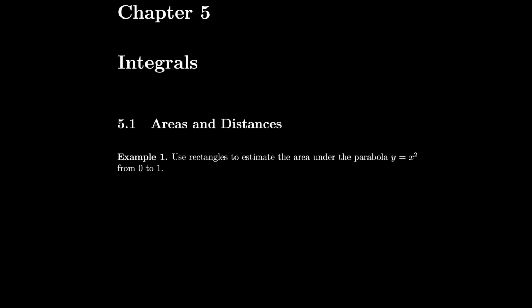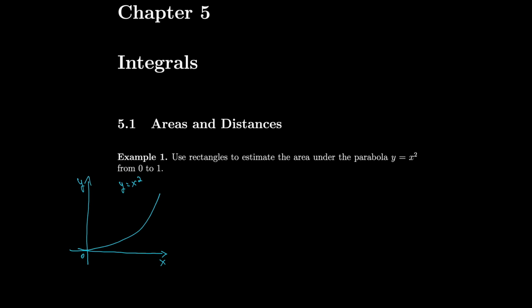Chapter 5, Integrals, Section 5.1, Areas and Distances. Let's use rectangles to estimate the area under the parabola y equals x squared from 0 to 1. So first we can draw it. So here's x, here's y, and here's the parabola y equals x squared.